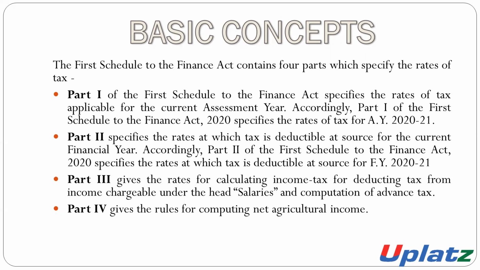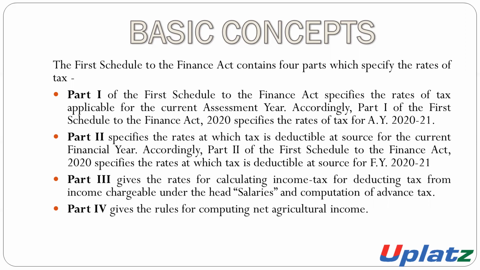Part 2 of the first schedule of the Finance Act contains or specifies the rates at which tax is deducted at source. Means part 2 of the first schedule of the Finance Act contains the TDS rate, which will be applicable in the current financial year. Part 1 contains the rate of tax applicable for the current assessment year, and part 2 specifies the rate of the TDS applicable for the current financial year.